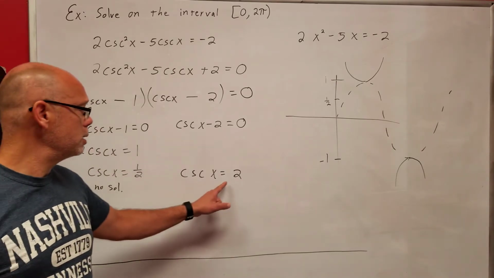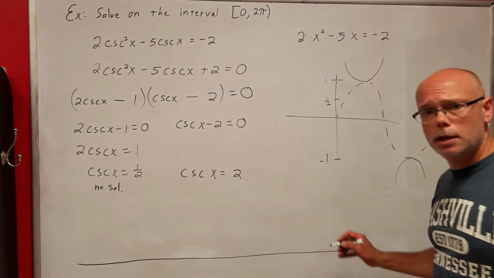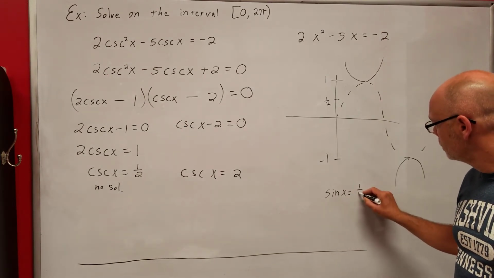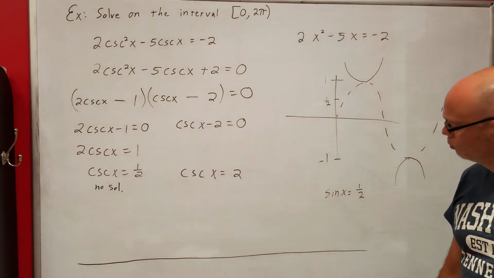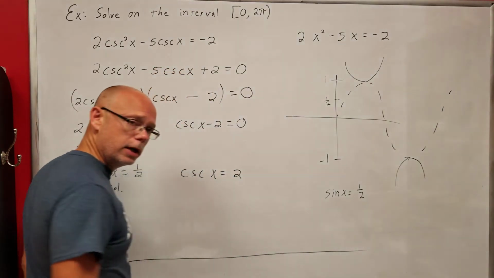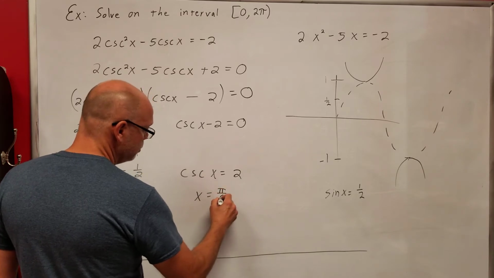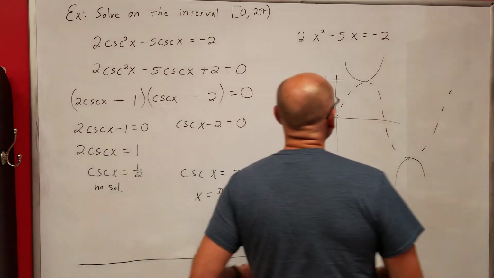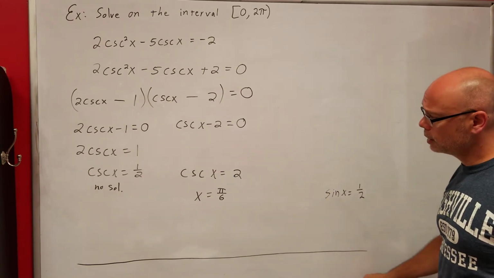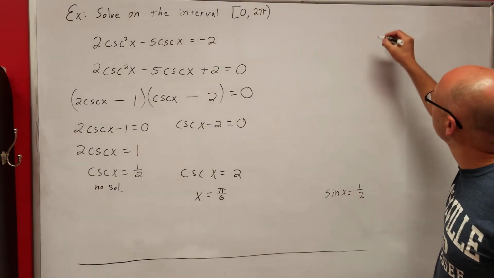How about where my cosecant of x is equal to 2? Isn't that the same thing as saying, okay, where's my sine of x equal to the reciprocal of 2, or 1/2, right? Where's my sine of x equal to 1/2? Also, my cosecant of x is equal to 2. So what value would that be? Pi over 6 in the first quadrant, right? Pi over 6 in the first quadrant.